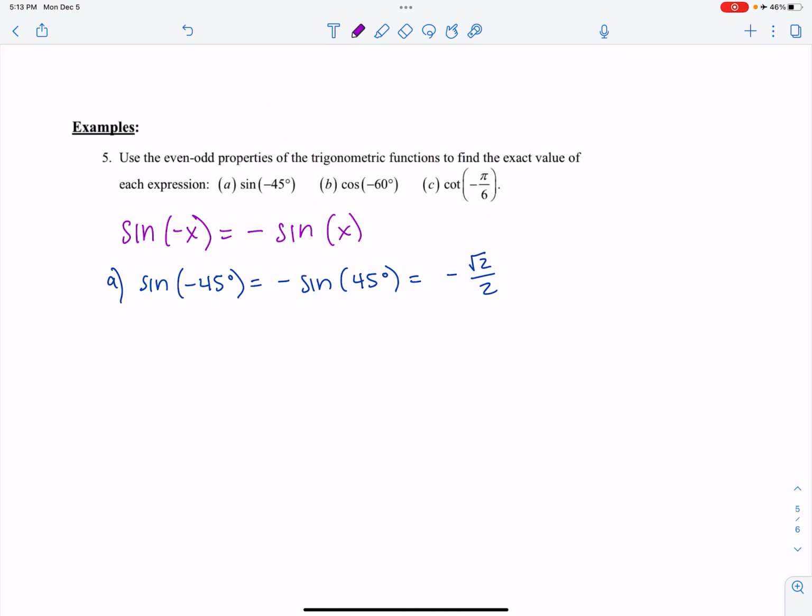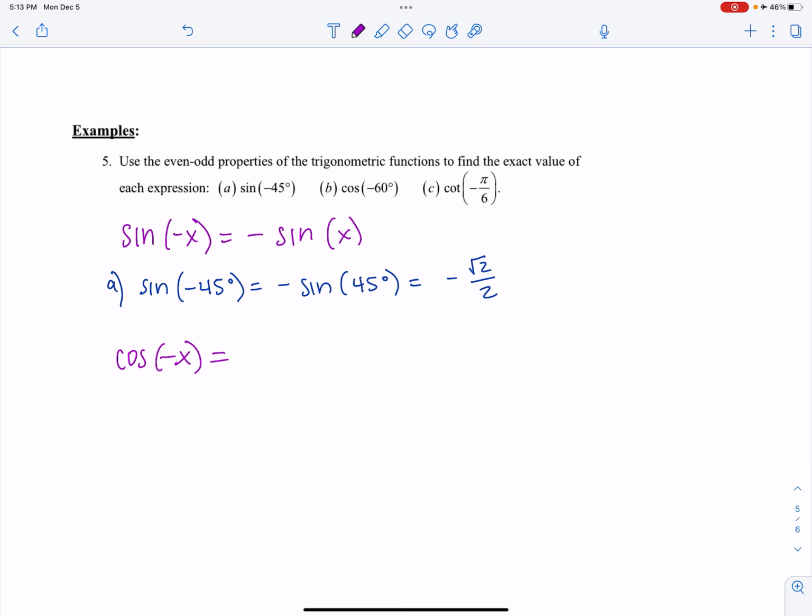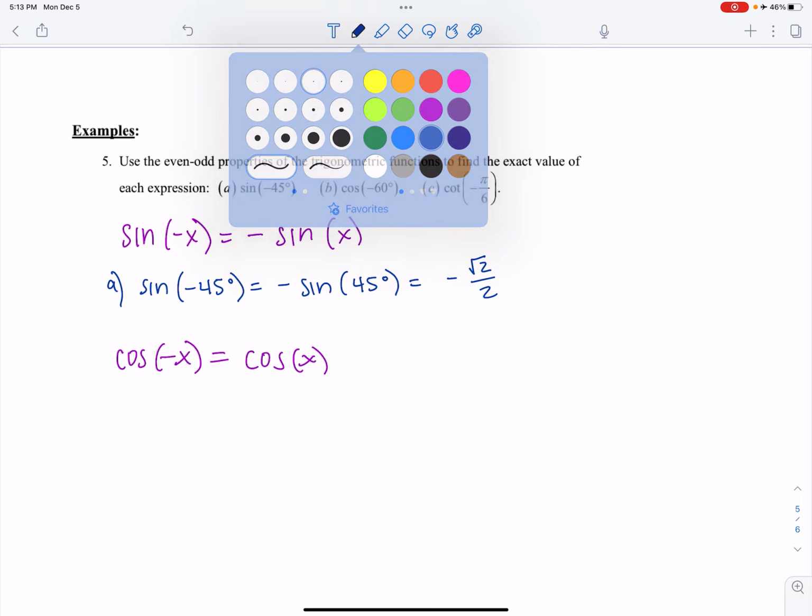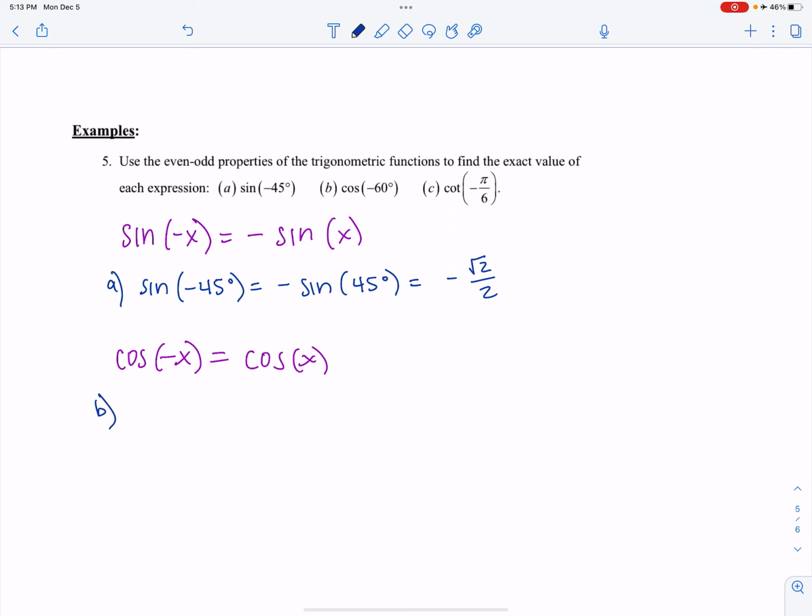Next, if we have cosine of a negative x, we can rewrite that using our properties as cosine of x. So for part B, we have cosine of negative 60 degrees. And we can rewrite that as cosine of 60 degrees. And we know cosine of 60 degrees, that's just 1/2.